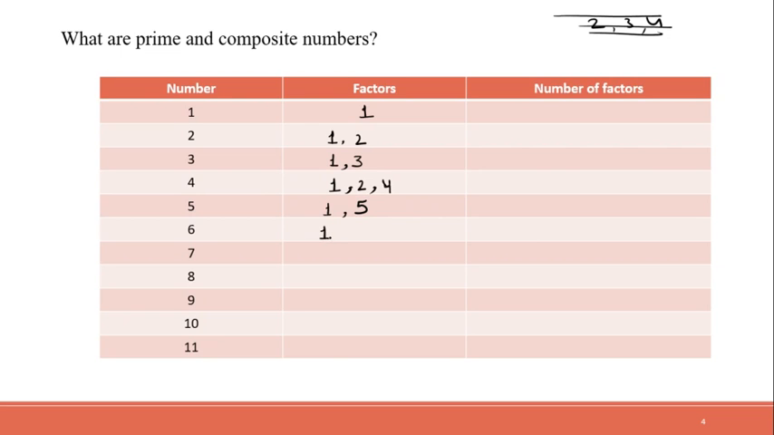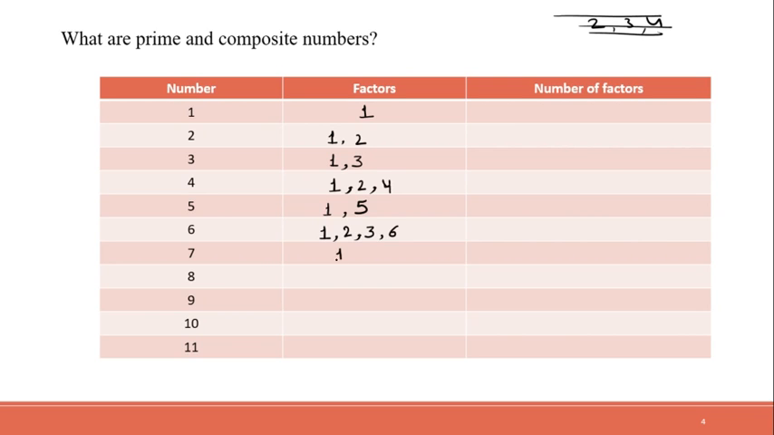Now come to 6. 1 will be a factor of 6, right? Then 2. 2 into 3 is 6. So 2 is also a factor, because if I divide 6 by 2, I'll get 0 remainder. Then 3. 3 into 2 is again 6. So 3 is also a factor. Then what about 4? If I divide 6 by 4, I'll get a remainder of 2. So 4 is not a factor. Now come to 5. 6 divided by 5, again 1 remainder. Then next is 6. 6 will be a factor of 6 because it is the number itself.